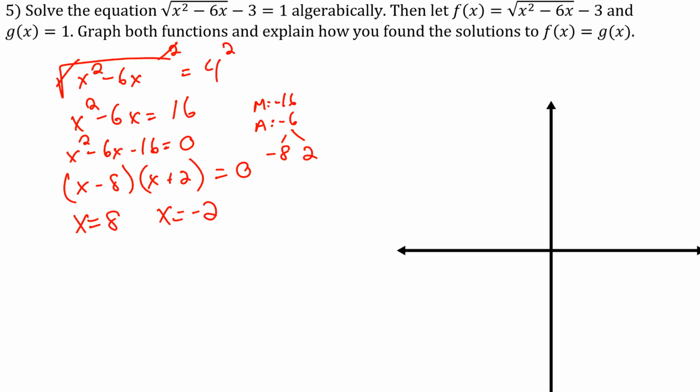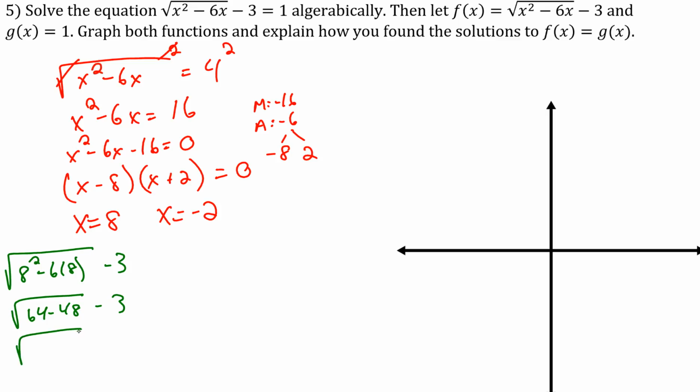I'm not done yet, however, because I need to check both of these solutions. The square root of 8 squared minus 6 times 8 minus 3, what does that equal? Hopefully it equals 1. We get the square root of 64 minus 48 minus 3. Well, that's the square root of 16 minus 3. 4 minus 3 equals 1, so that one does check out. X equals 8 is in the solution set.